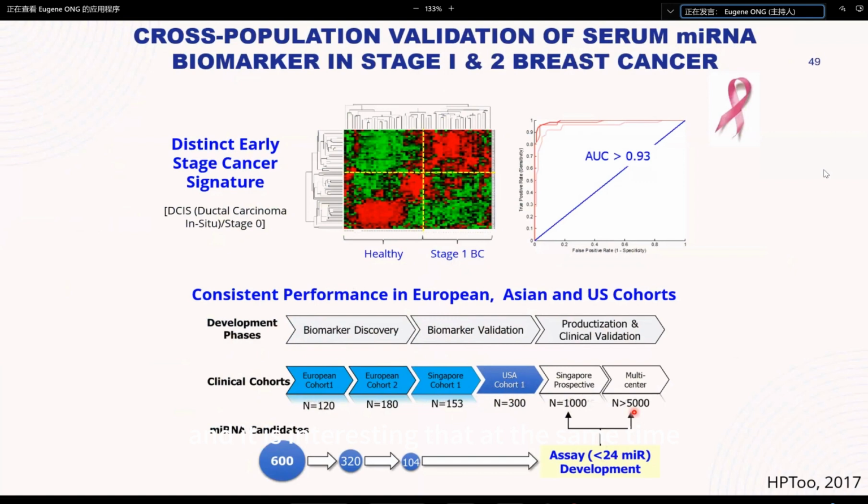And it is interesting that at the same time, the microRNA candidates started were about 600. So remember that there were about 2,000 known microRNAs. They started with 600, and then over time, they were able to limit or rule out more than 20%, about 24 out of 600.